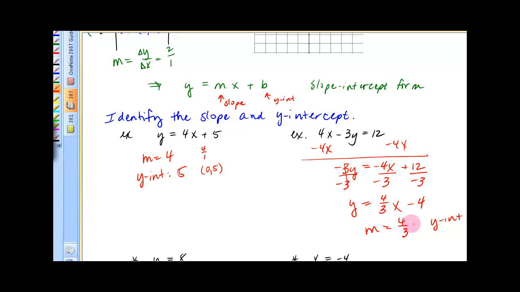Now the reason I want to leave this as 4/3 and not 1.333 is because when I have to count the rise over the run, I can't count it if it's 1.3. I can count rise 4, run 3.